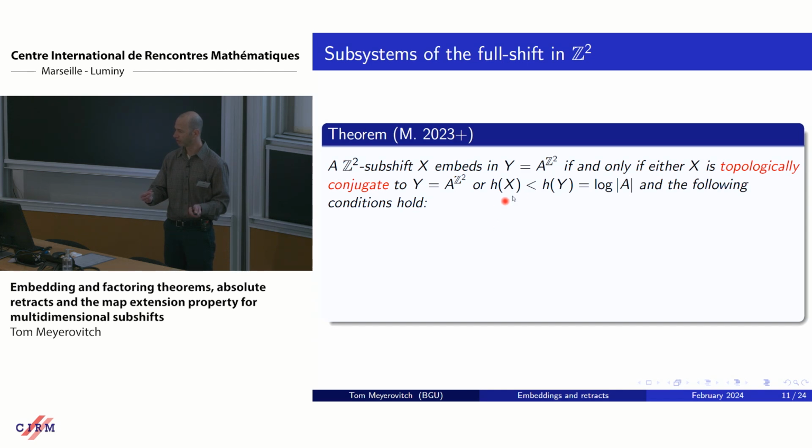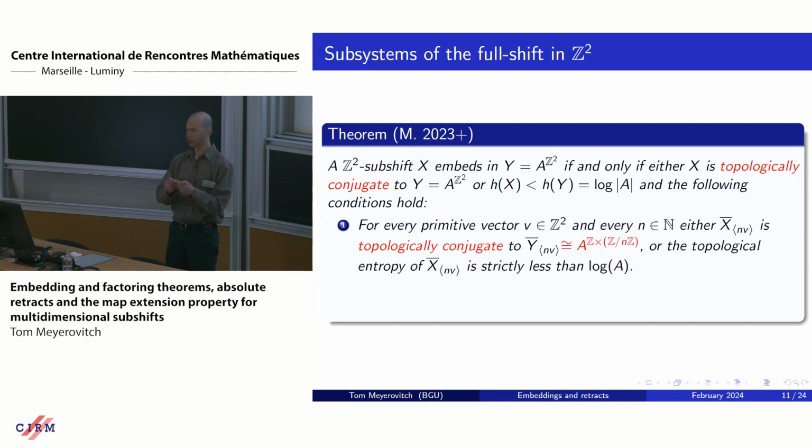So there are two cases. I'll give an if and only if condition, it is similar to Krieger's. The first case is that it's topologically conjugate. Now, I can't say when that happens, but it's the one case and I'm not addressing it. Even the one-dimensional case, I couldn't say it. Or if it embeds and it's not topologically conjugate, then it's obvious that it should have less entropy. And then there are extra conditions.